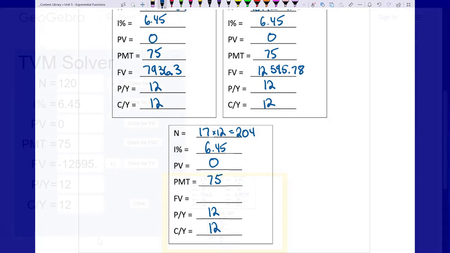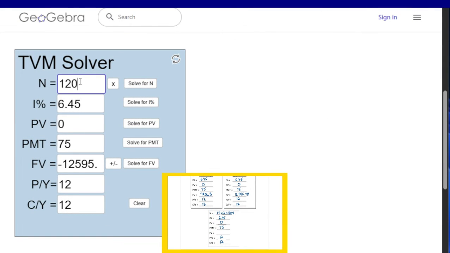And if we go back to our TVM solver and change that to 204, go down and say we want to solve for the future value. So it's $27,696.17. So again, that's how we can use the TVM solvers to calculate financial questions or interest questions involving annuities with regular payments.